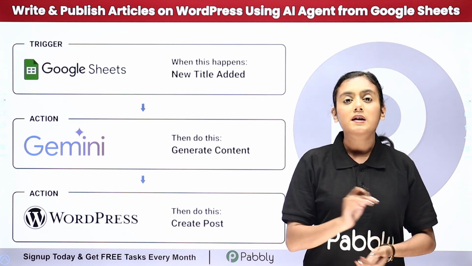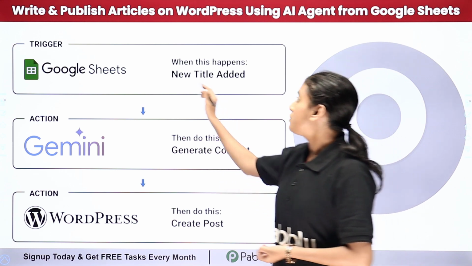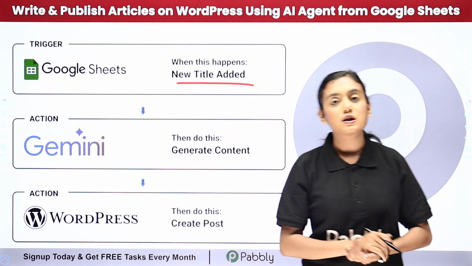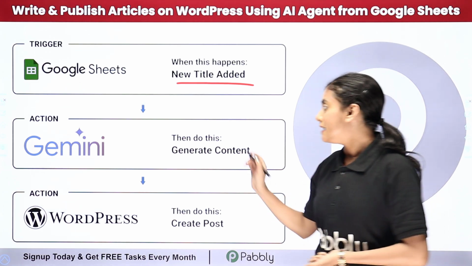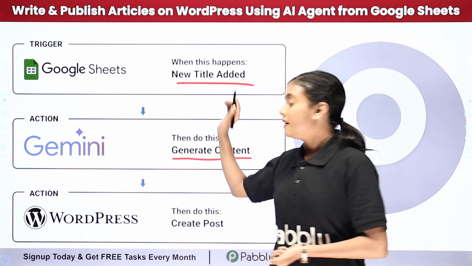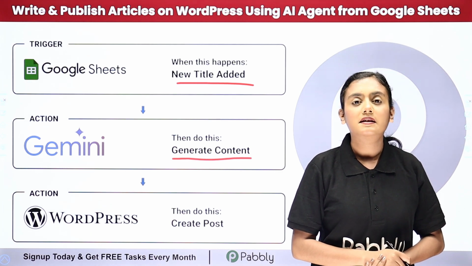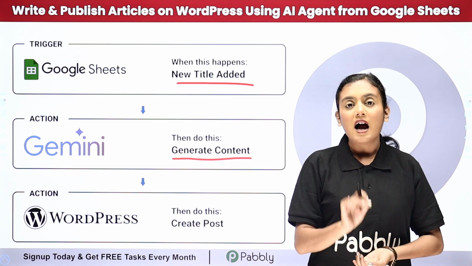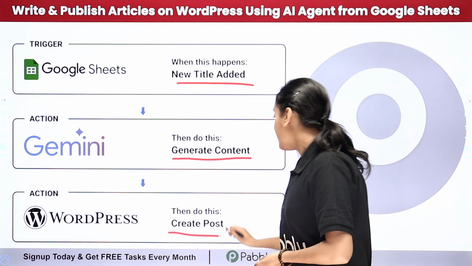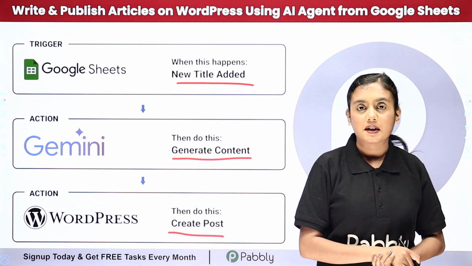In this video, what is going to happen is that as soon as I add a new title in my Google Sheets of the vlog that I want to post on my WordPress account, using the AI agent, the content is going to be generated related to that same title that we have entered in our Google Sheets. And as the content is generated, I want to create that content as a post in my WordPress account.